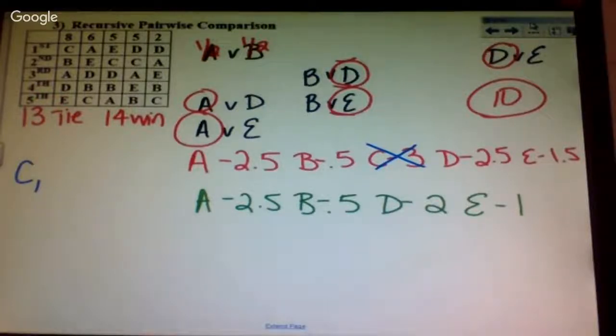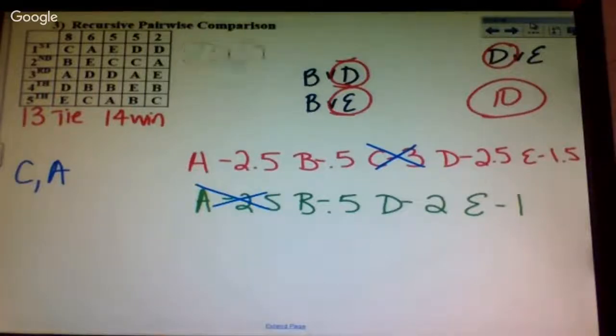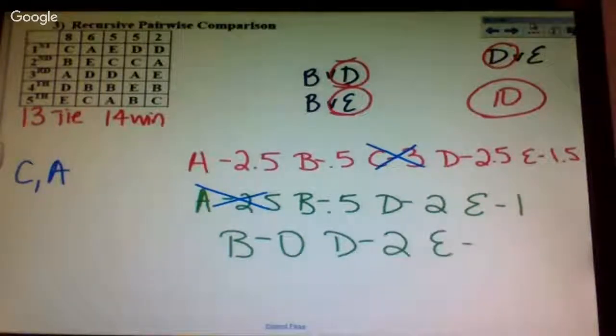Who is my next winner? A. Now I get rid of everything with A, and recount. So we've got B left. B has 0. They have nothing left. D has 2. And E has 1. I have 3 comparisons left. This should add up to 3. It does. Say goodbye to D now.